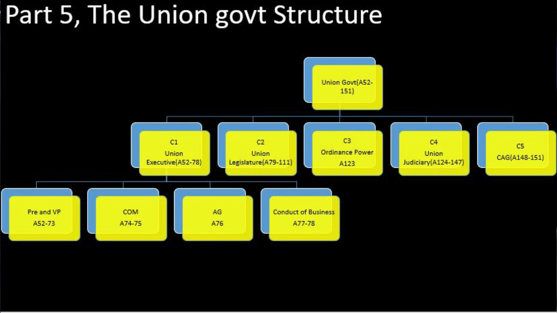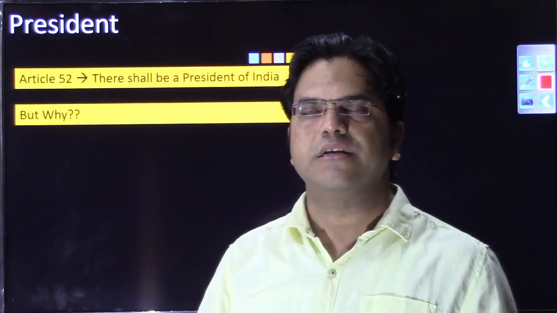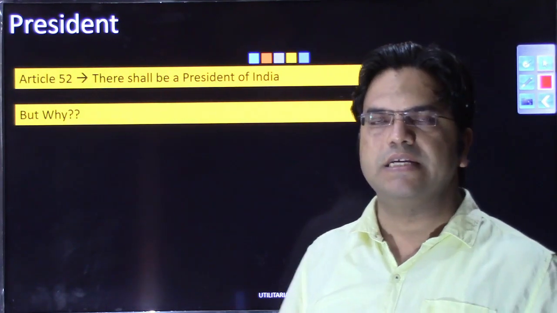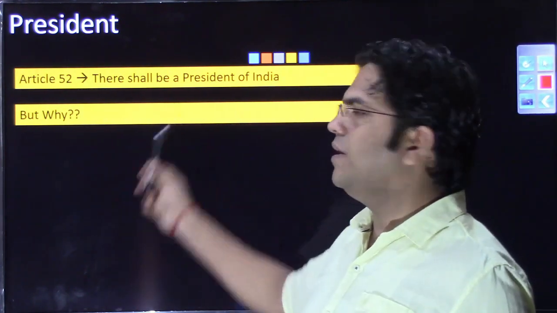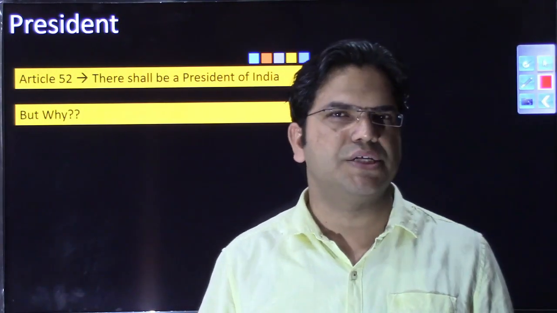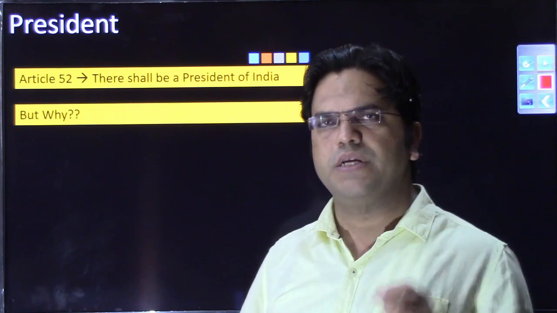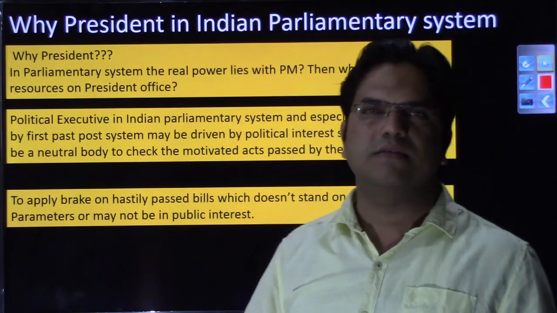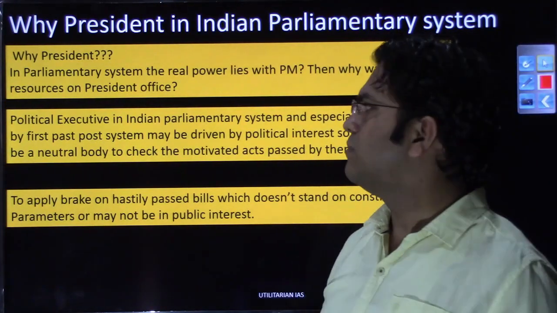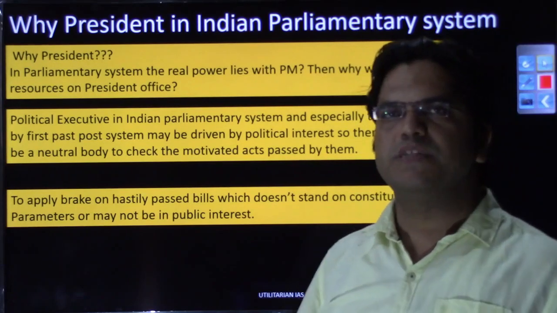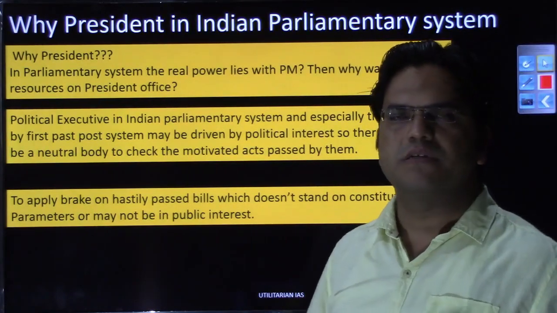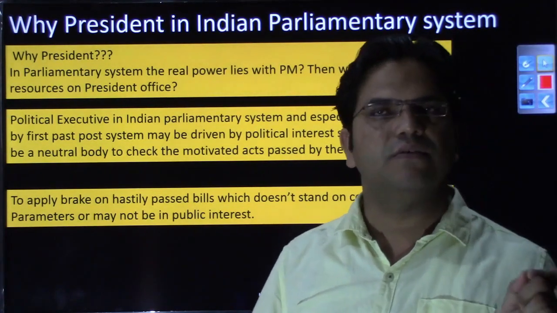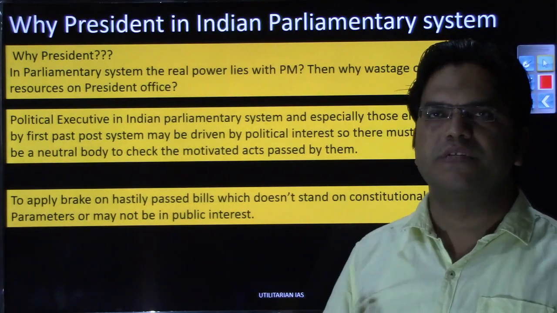Now let us move to the next slide, and here we are entering the first leg of our chapter, and that is President. Article 52 specifically declares that there shall be a President of India. But now the question arises, why there shall be a President of India. If you remember, in the first leg we had raised this question, that why the President is necessary. We are following a parliamentary system. Our political system is not a presidential system. In the parliamentary system, the head of government, where the real decision is taken, is the Prime Minister of India. He is head of government. President is only head of state, the ceremonial head.